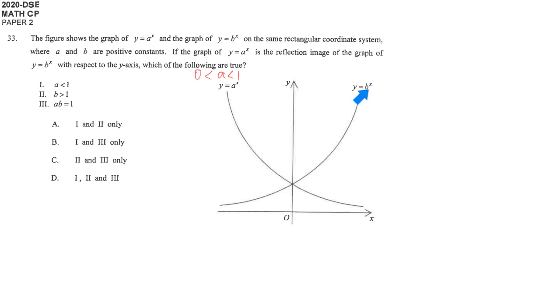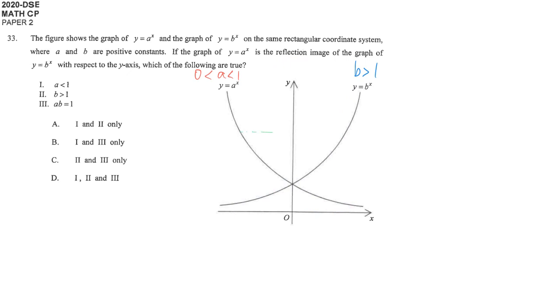And you find that with this curve, we multiply more and more b, which will make it get bigger and bigger. So obviously b is a factor larger than 1. And on top of this, they give us one piece of information: y equal to a power of x is a reflection image of y equal to b power of x.